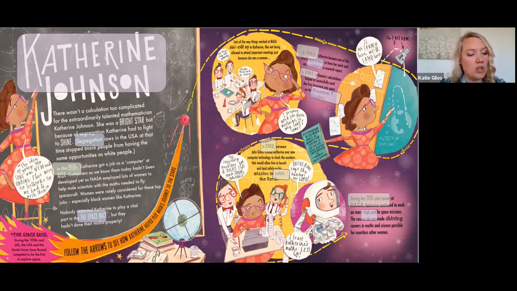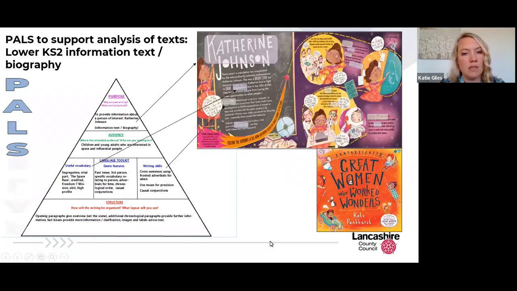Then when we start to look at genre features, okay, we can see that this has been written in chronological order. It is a biography, an information text about Catherine Johnson. So we have got fronted adverbials for time that show what that specific paragraph is talking about. So we've got here in the 1950s, you've got another one here in 1960, 1962, during her 33-year career, okay? And we can see that there are specific writing skills that have been used.